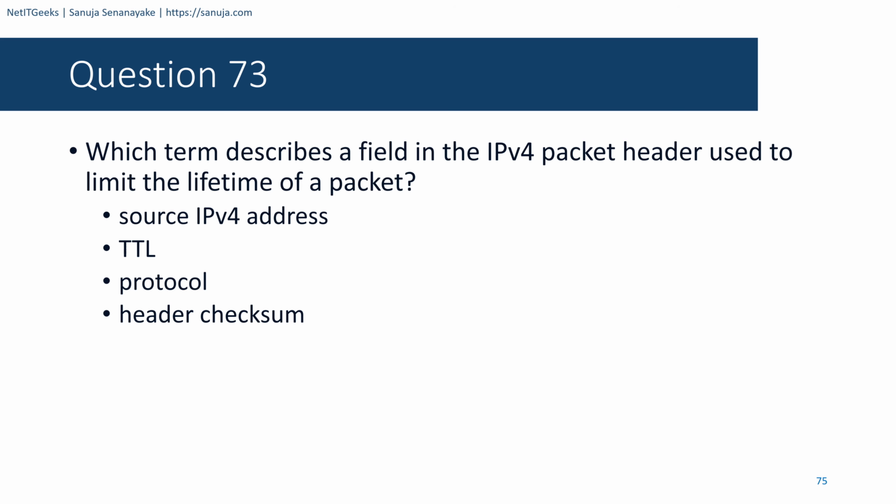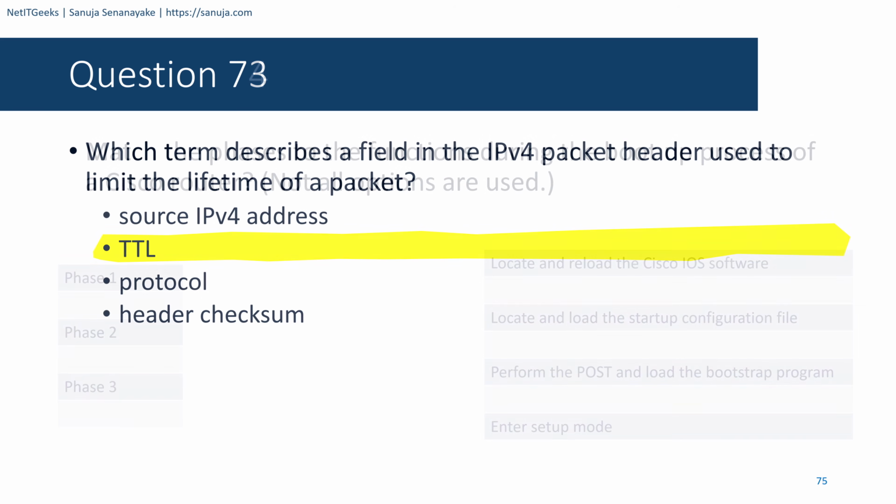Question number 73. Which term describes a field in the IPv4 packet header used to limit the lifetime of a packet? I already introduced this to you previously. It is TTL, which is the time to live. That determines, by packet switching, when the packet will get discarded, when the packet cannot be delivered to its destination. Remember, the original sender will set the TTL timer, and every single time it passes through a router, it is decremented by 1 until it reaches 0 and gets discarded. So it's called time to live, or TTL.